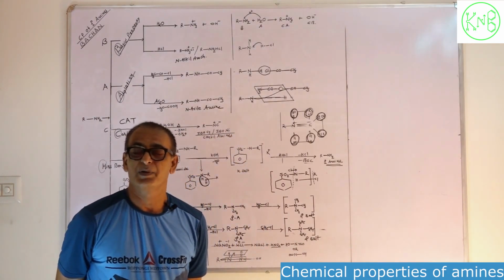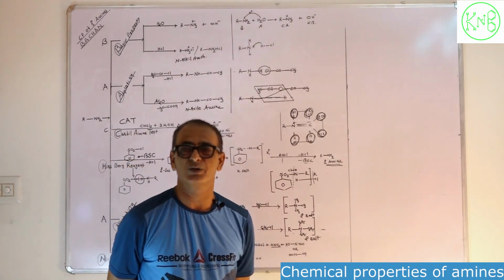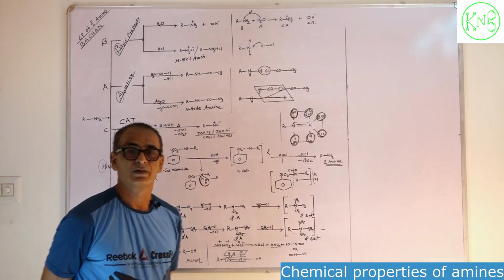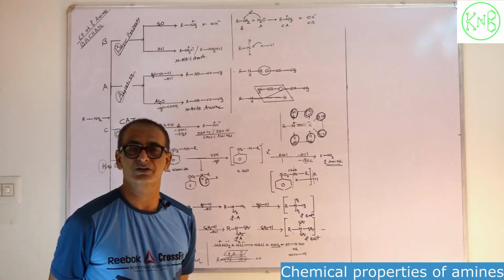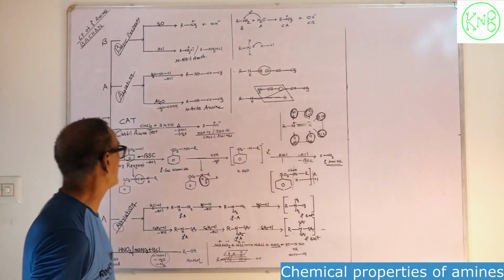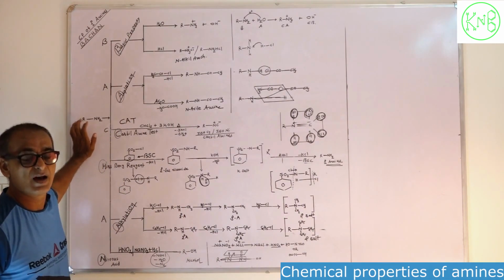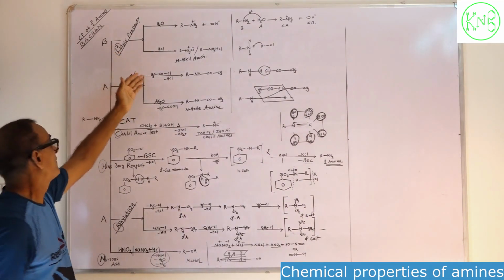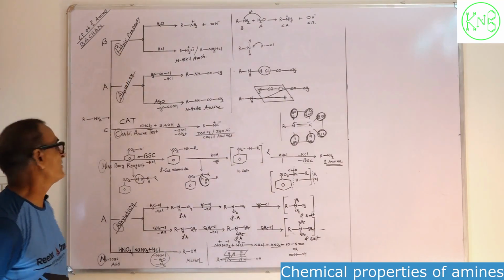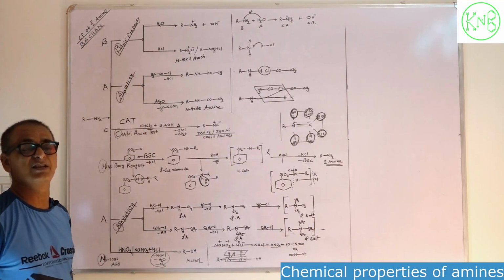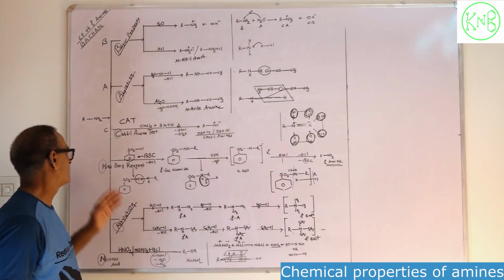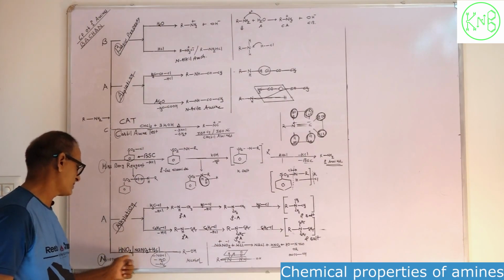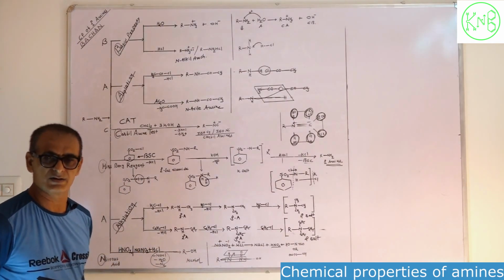In the previous lecture we have seen the methods of preparation of amine compounds. Today we'll start the chemical reactions related with amine compounds, RNH2. First reaction is basic properties, second one is acylation, third one is carbylamine test, then reaction with Hinsberg reagent, then alkylation, then reaction with nitrous acid.